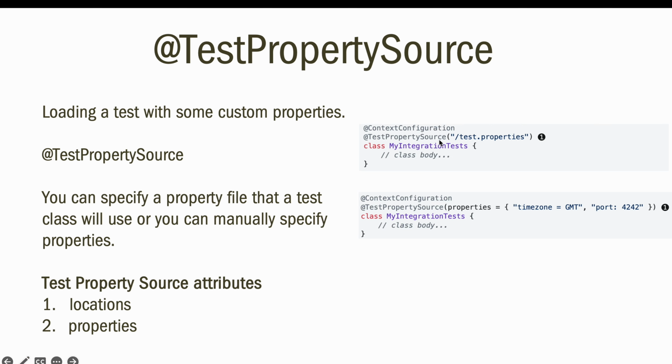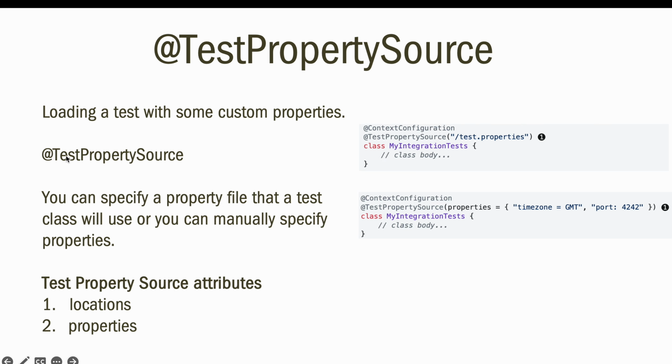So as you can see in the first example, I am passing the property file to the add property source annotation. And then in the second example, I'm actually manually specifying the properties. So these properties can then be part of your application context. You can actually inject them here and use them in your test.